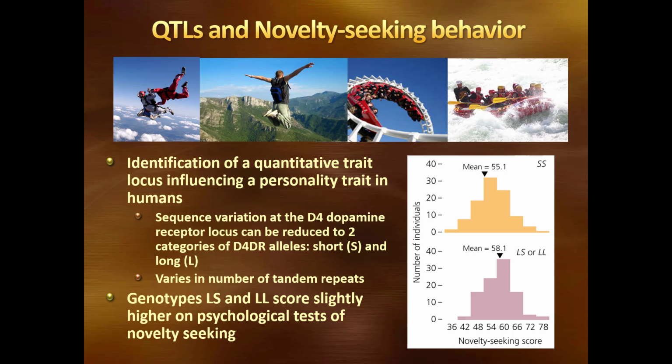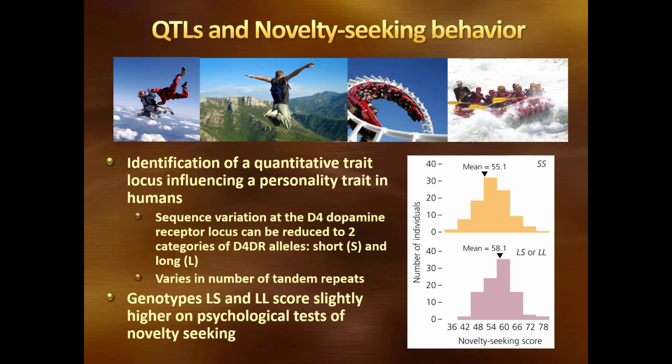One of the QTLs that they've been looking at in humans is novelty-seeking behavior. It appears that this is a personality trait that is more common in individuals depending on the type of dopamine receptor they have. So in essence, you can have either a short or a long receptor locus. And these are the receptors for dopamine. Dopamine is a chemical that's released that, when it binds to particular areas of the brain, the pleasure centers, gives you a feeling of pleasure.